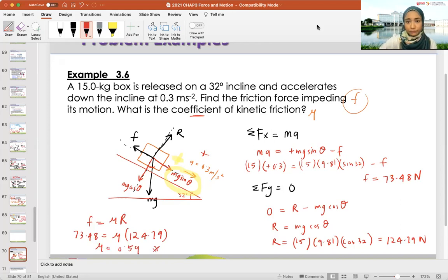Okay. Saya ada chat kejap. Okay, sama. So Aida pun dapat jawapan yang sama. Thank you. 0.59 ataupun 0.589.